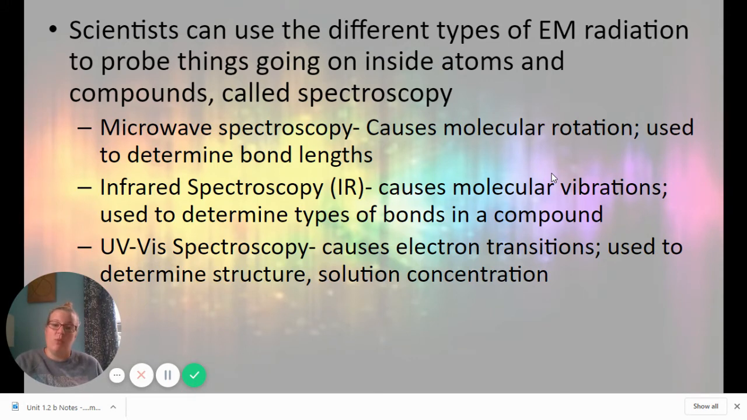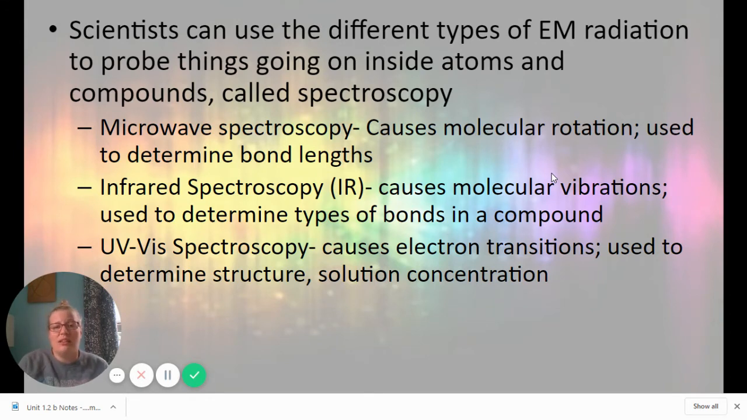And that's kind of like what we saw with the electrical current running through those samples. So it'll cause electrons to jump and fall back down. And then it can give us a couple pieces of information about it. It can be used to determine the structure of a particular compound.